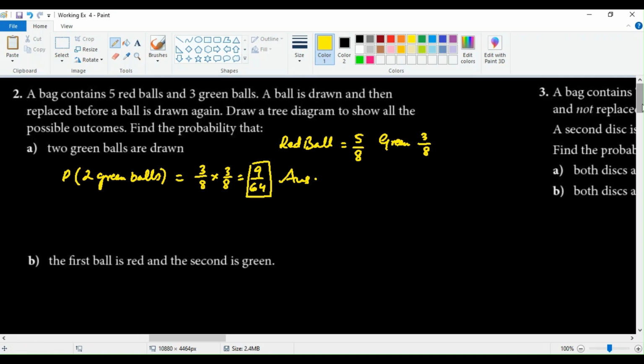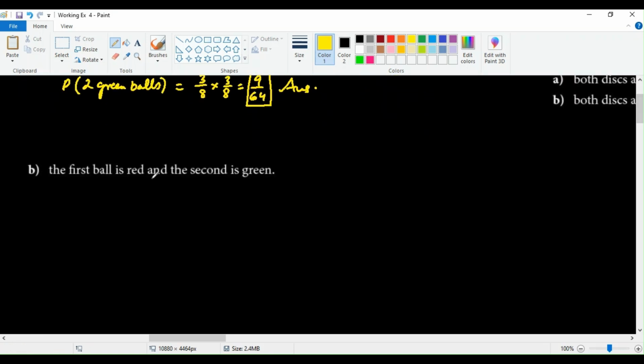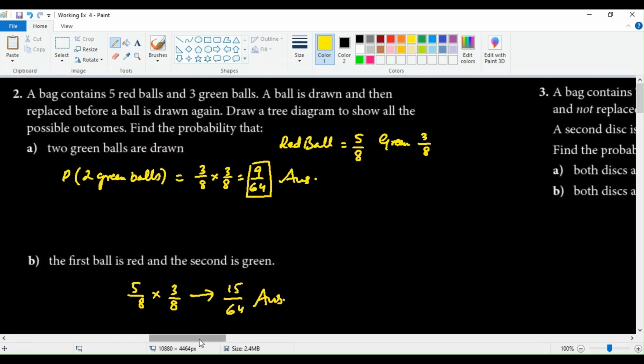First ball is red and the second is green. So in here, I'll go for red first, 5 over 8, and this is 3 over 8. So altogether, the final answer is going to be 15 over 64. Answer for this question. Moving on to question number 3.